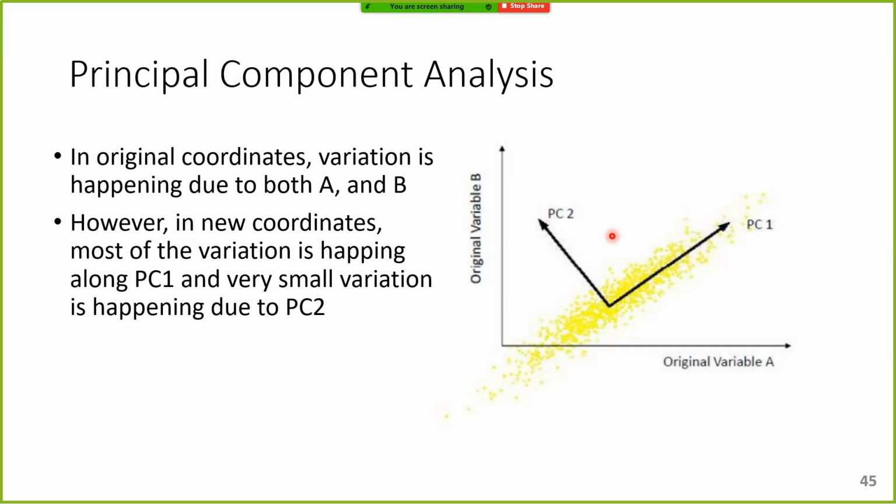This process is done by principal component analysis. In the original coordinates, variation is happening due to both variable A and variable B. However, in the new coordinates, most of the variation is happening along PC1, that is principal component 1, and very small variation is happening due to PC2. So using this analysis, we can reduce the variables or features included in our data.